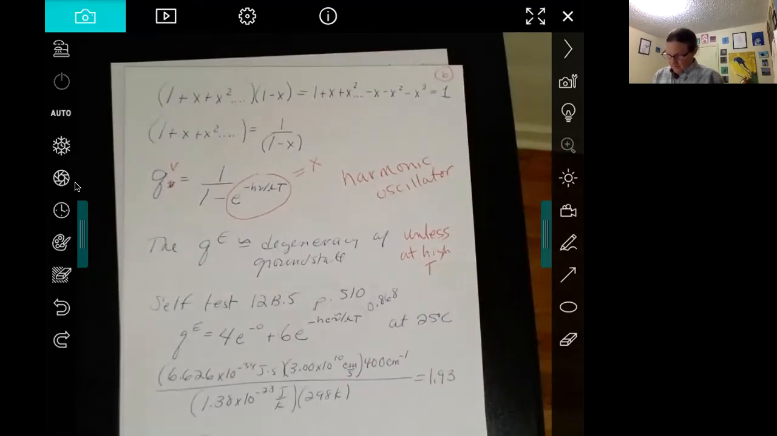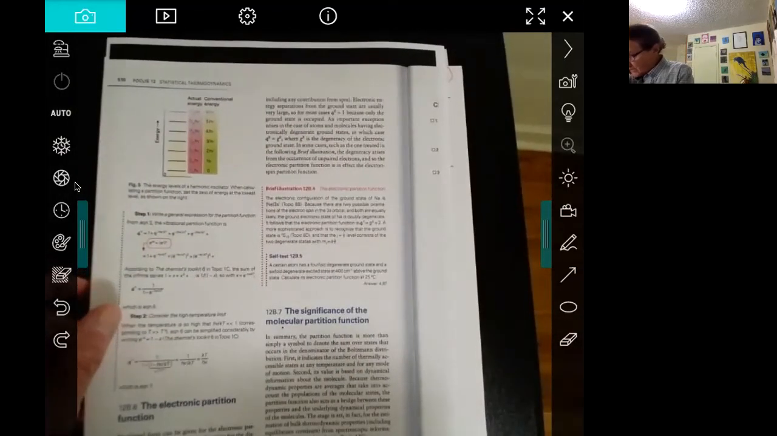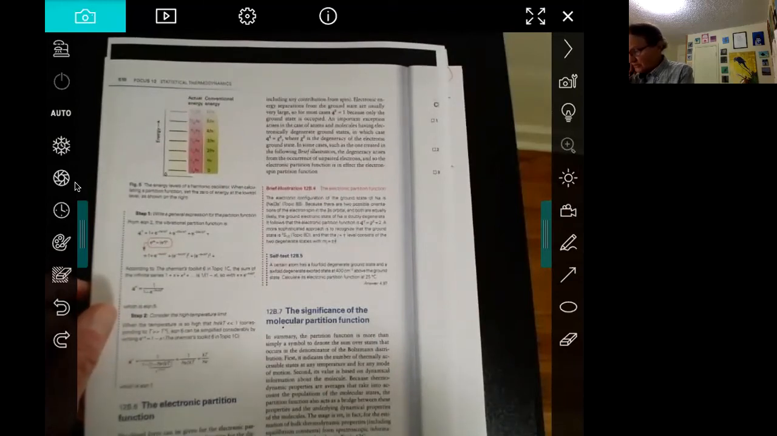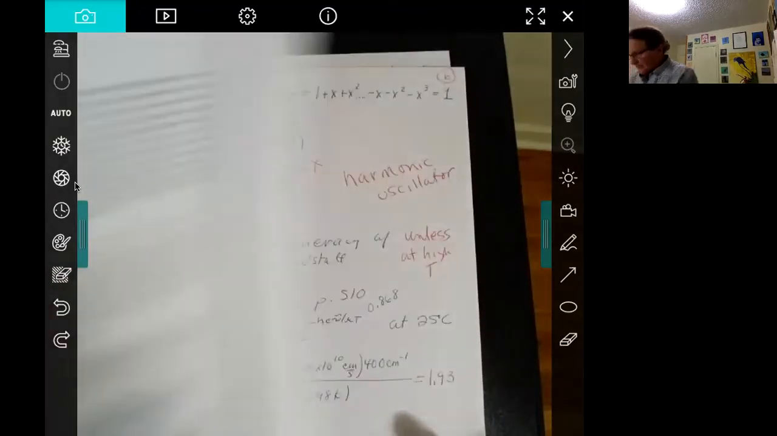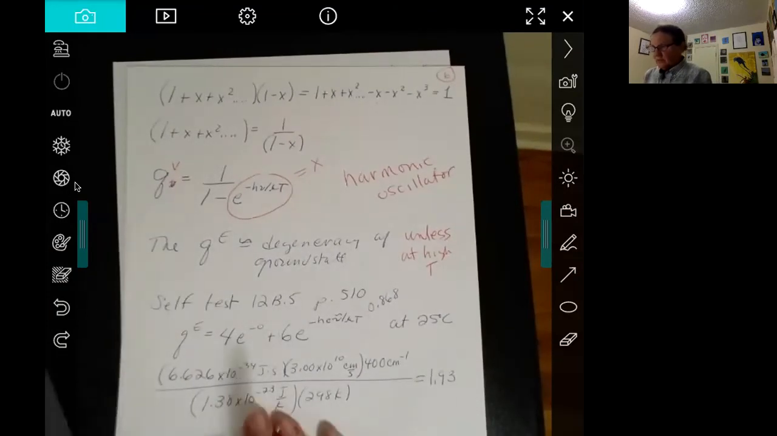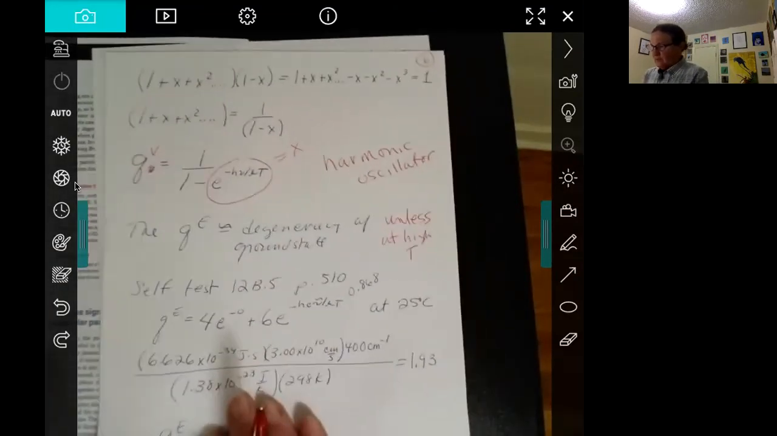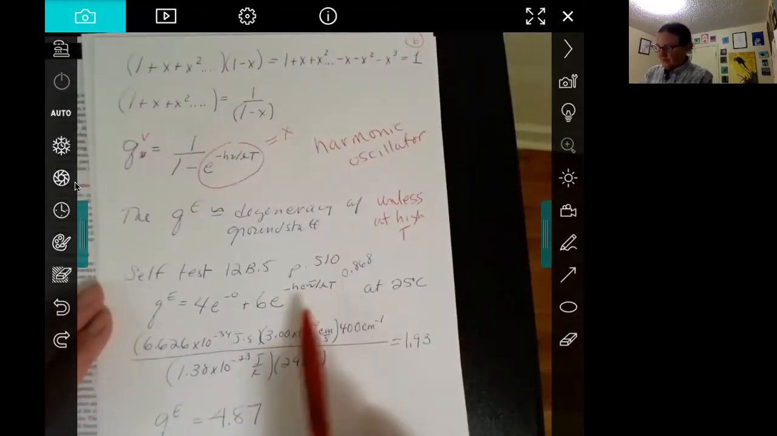Let's just look at this one where it's not equal to 0. So this is self-test 12B.5. A certain atom has a 4-fold degenerate ground state and a 6-fold degenerate excited state that's 400 reciprocal centimeters above the ground state. Calculate its electronic partition function at 25 degrees. So these states are not so far apart. So this is one where this wouldn't necessarily be true because this energy is relatively close.